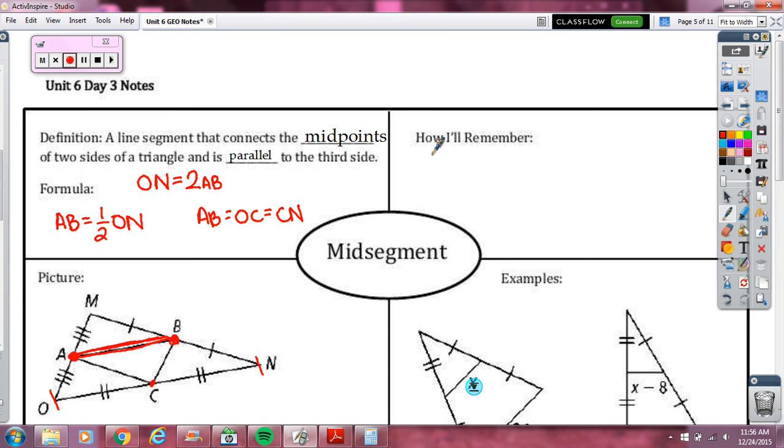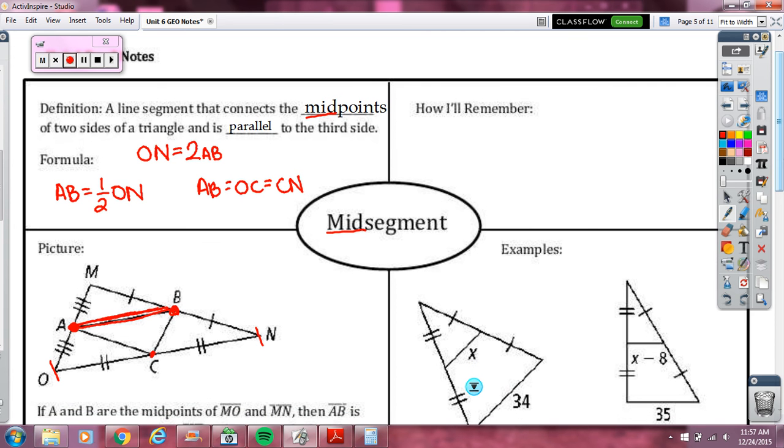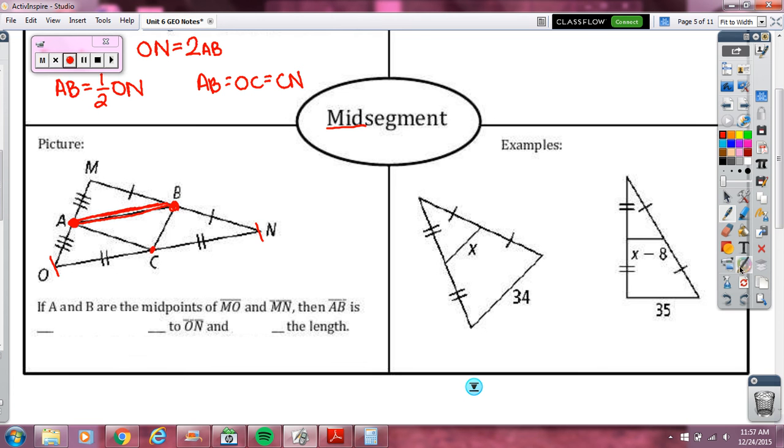If you want to write about how you'll remember, one way that I remember is that a mid-segment connects midpoints. Seeing mid in both of them kind of helps me. I'll look at 2 example problems with you after we write down, again, that AB is going to be parallel to ON and half as big.